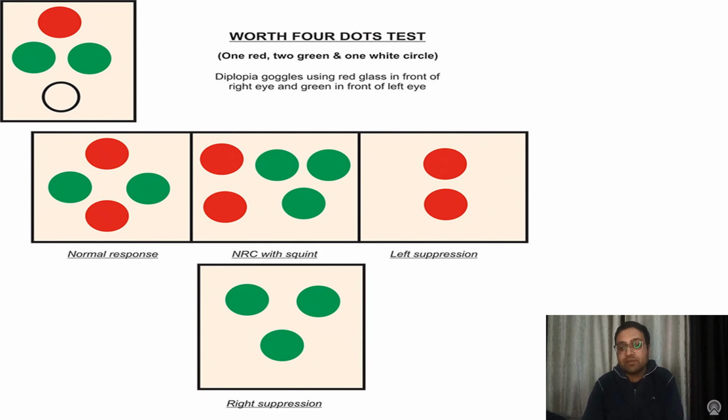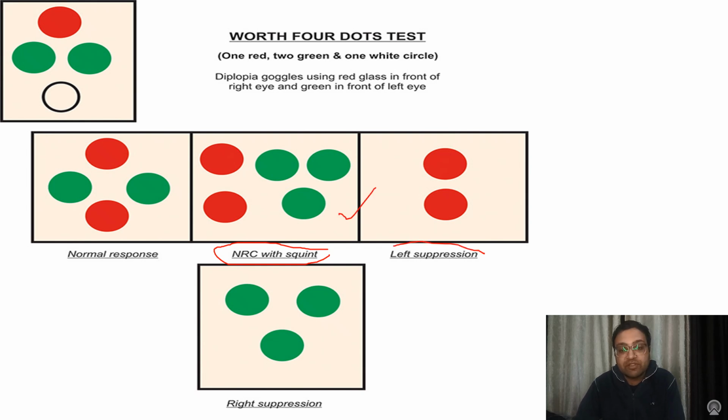In this test, the patient is asked to wear the glasses. The red glass is in front of the right eye, and the green glass is in front of the left eye. All right, so a normal response is 2 green lights, 1 red light and 1 mixed light, which is a normal response. If the patient has normal retinal correspondence but with squint, he is seeing 5 responses.